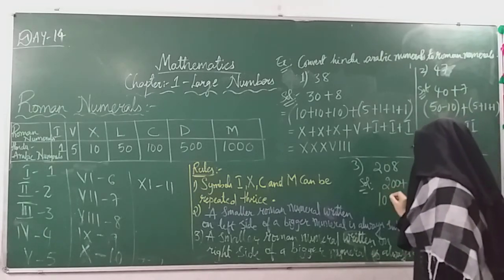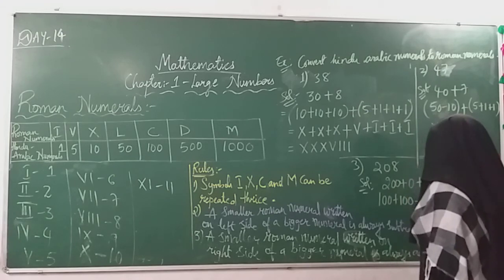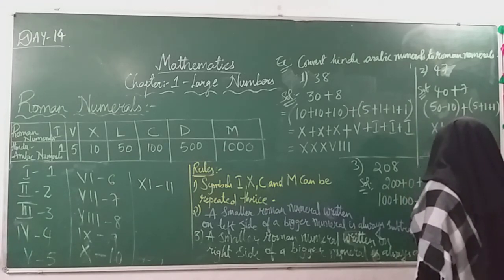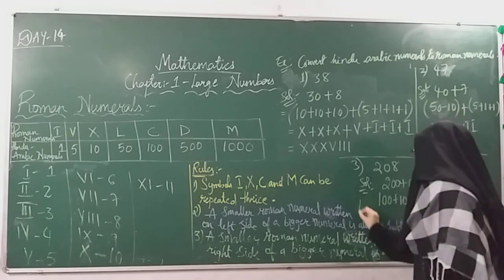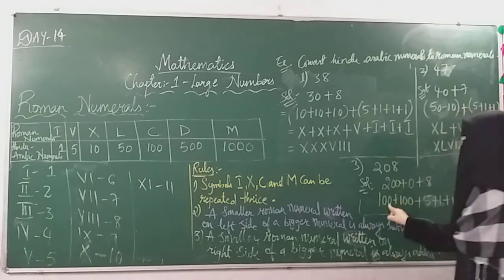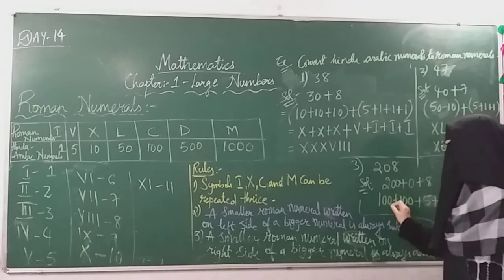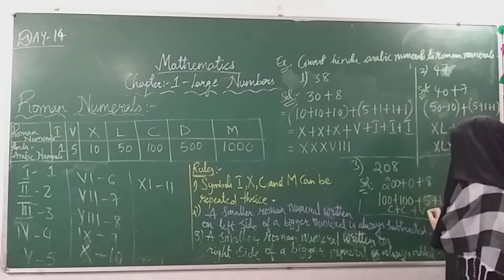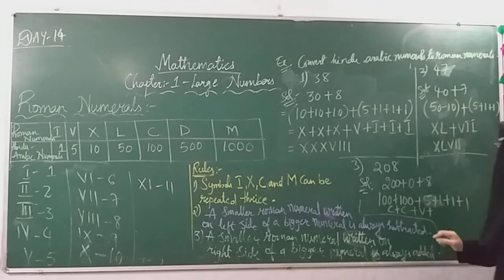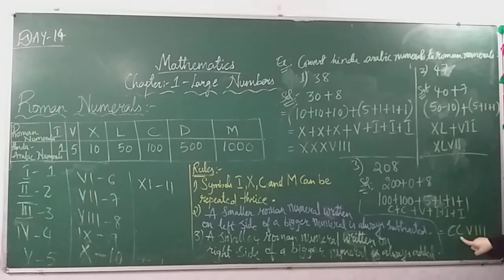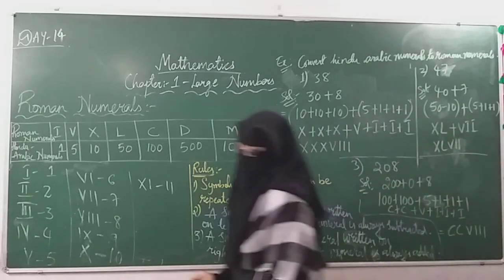For 200, we can write 100 plus 100. Plus, for 8, 5 plus 1 plus 1 plus 1. Okay. 100 plus 100, 200. What is the Roman numeral for 100? C. Plus C. For 5, V. For 1, I. So what is the answer? CC VIII. CC means 100 plus 100, 200. 200 plus 8, 208. Okay.